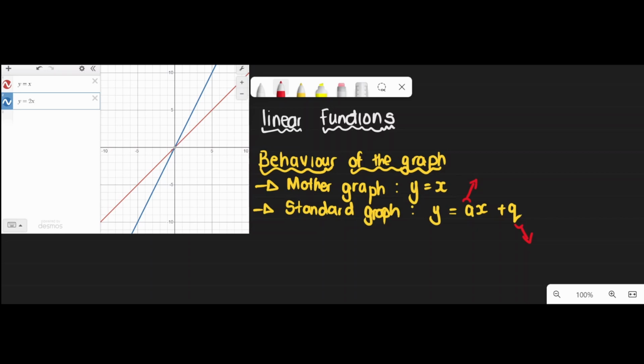Now, let's make our a = negative 2. So now let's say y = -2x. Do you see what happens? The graph changes the quadrant that it existed in. Now the graph moves from the second to the fourth quadrant. So another remark that you need to know is that when a is positive, the graph is increasing. When a is negative, the graph is decreasing.